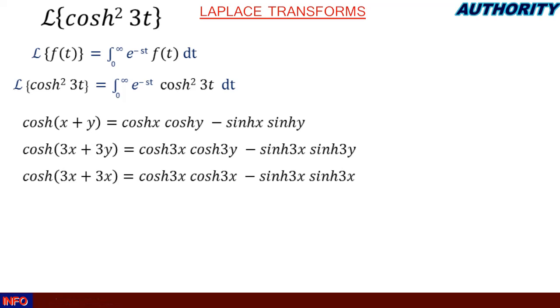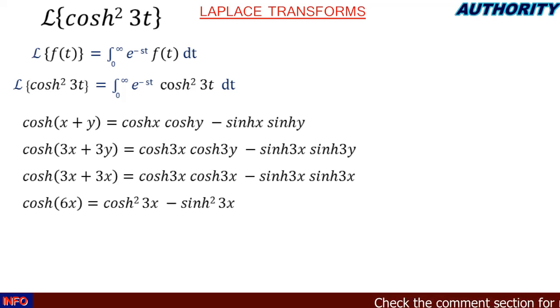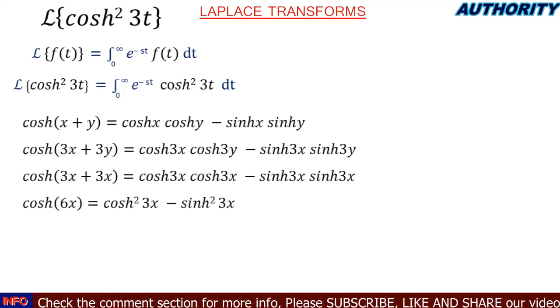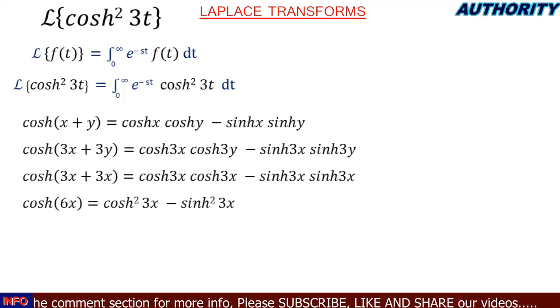Now, cosh of 3x plus 3x is going to give us cosh 6x. So it's going to give us cosh squared 3x minus sinh squared 3x. Is that true? Yes. In the main function, what we are looking for is cosh squared 3t, and we have cosh squared 3x here, right? Good. Now look at sinh squared 3x. Let's try and see if we can substitute it with something.